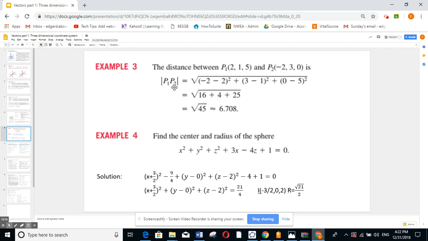The distance, you know the distance from before, in two dimensions. Three-dimensional is the same: xa minus xb squared plus ya minus yb squared plus za minus zb squared. Don't forget to put the square root.